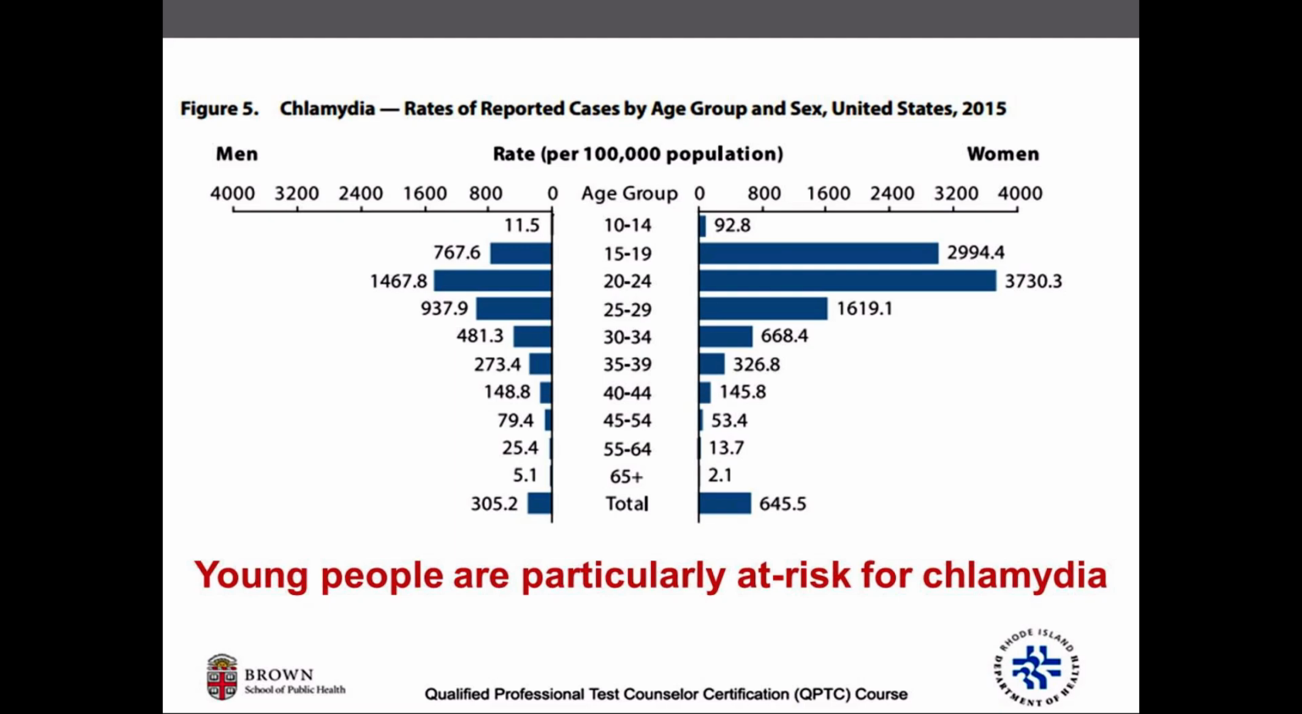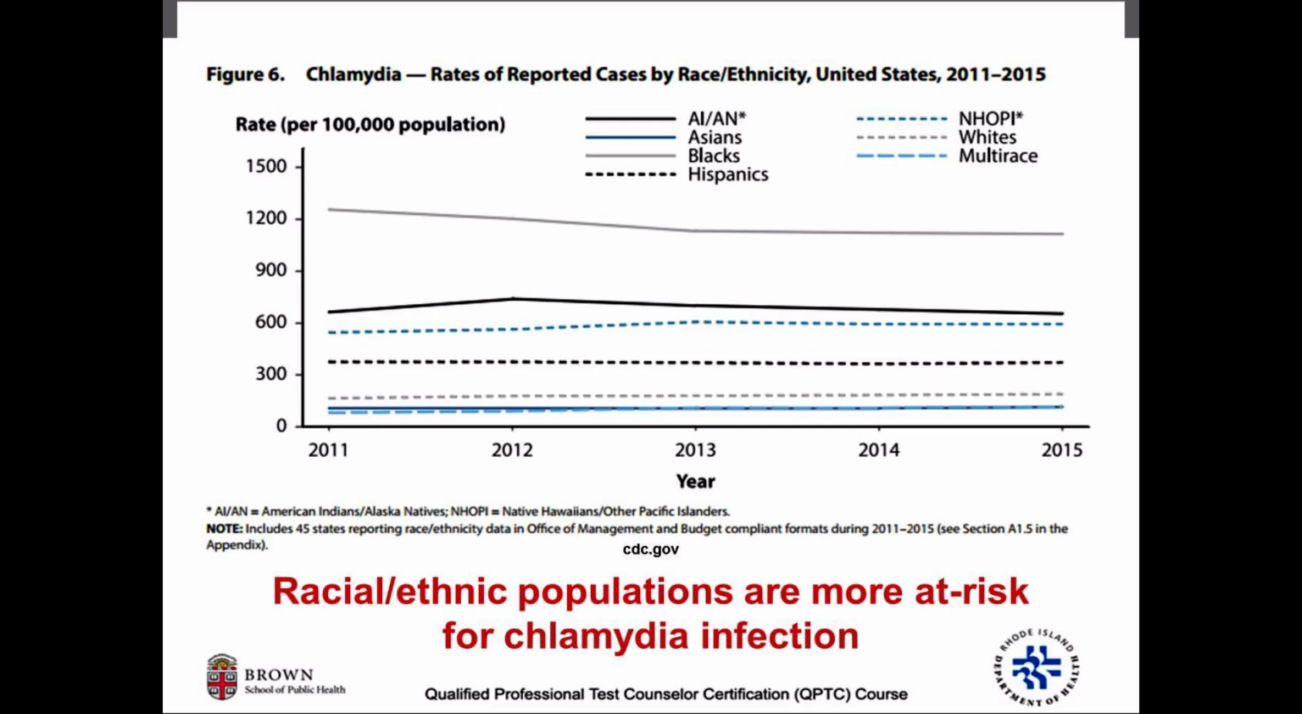The highest risk age group for those with chlamydia are people aged 20 to 24 years of age. You can also, though, see that there's a significant bump, especially for young people aged 15 to 19 years of age. As I mentioned, African Americans, Blacks, and Hispanic Latinos are at a disproportionate increase of chlamydia infection.